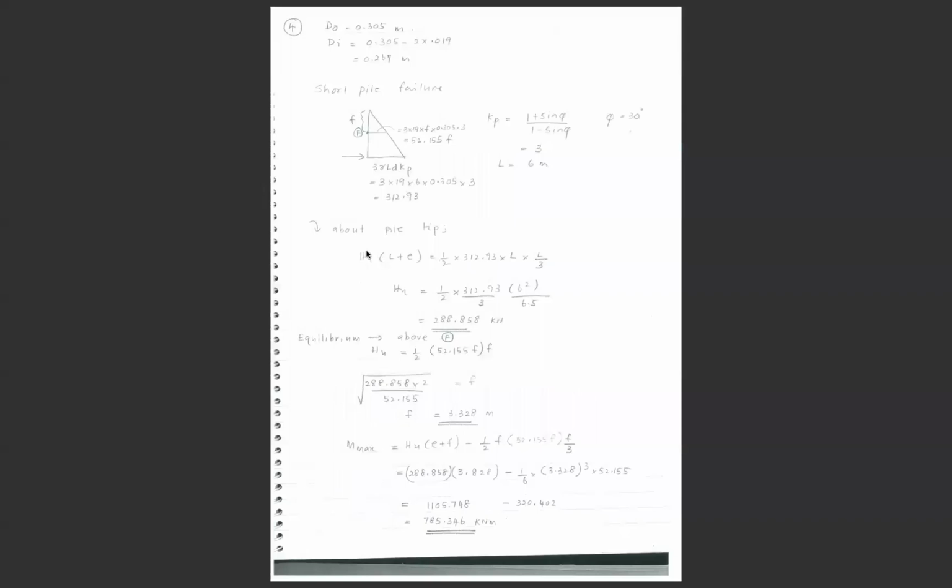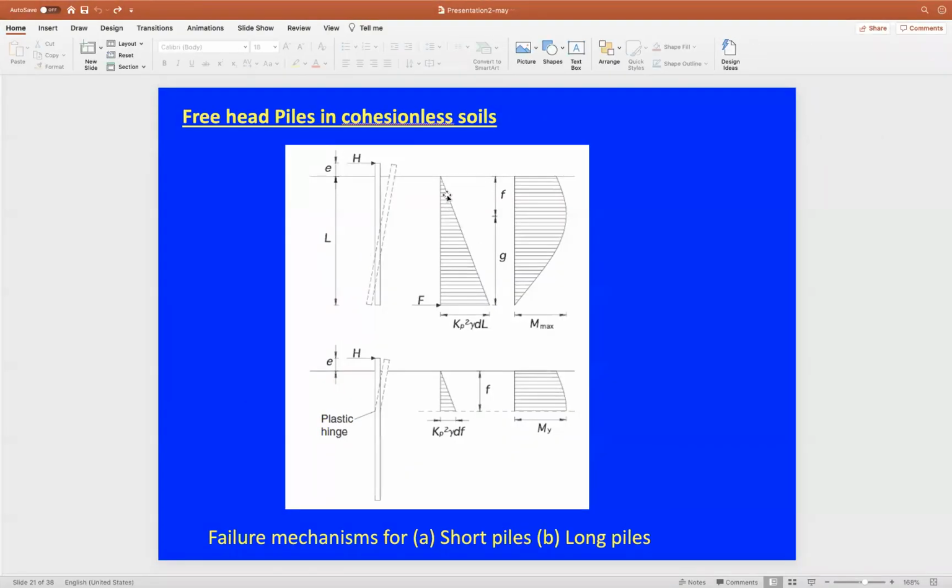To find the value of H ultimate, as you remember from last week, we have two rules that apply here, because the whole problem is under static equilibrium. So we have the sum of the horizontal forces on the system, and we have the sum of the moments on the system at any point, and it should equal 0. So about the rotational point and the hinge point, the moments should be 0.